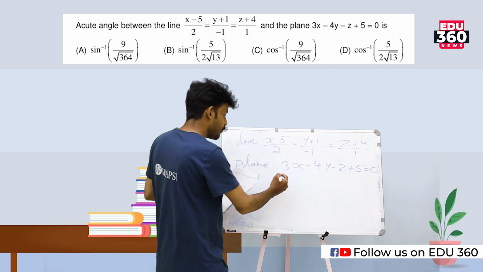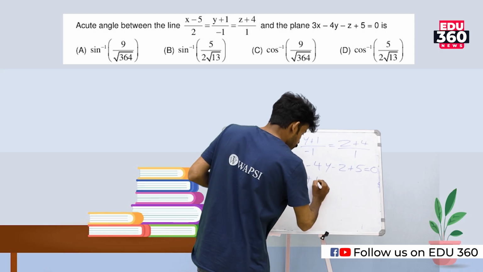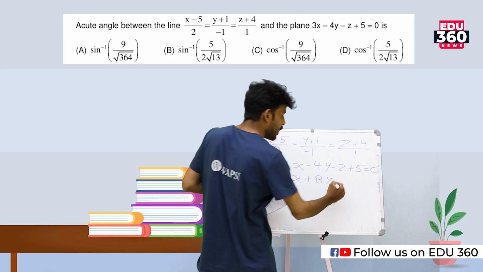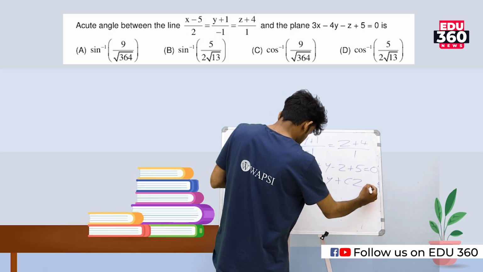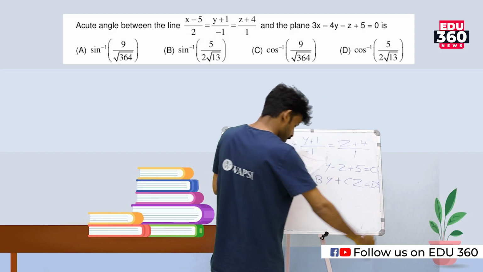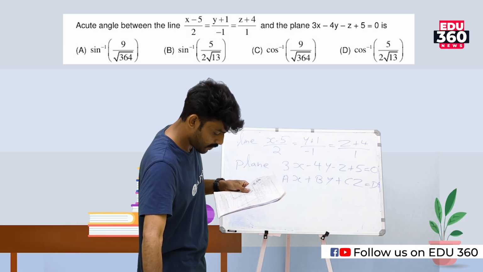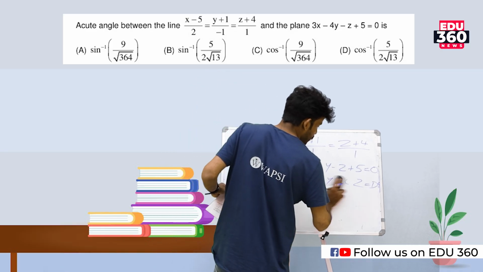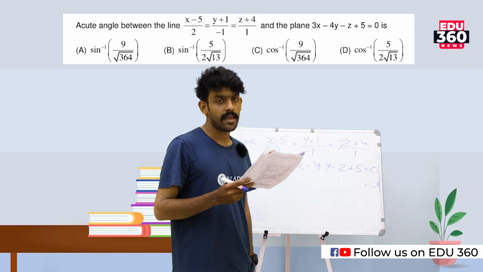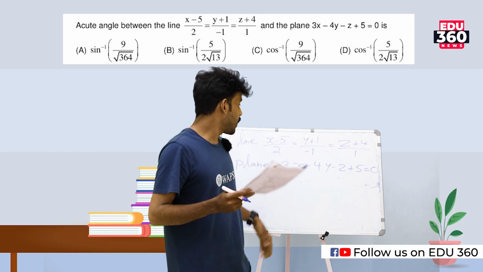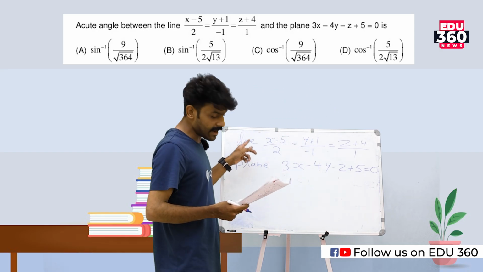So the standard form of the plane is ax plus by plus cz is equal to d, which is equal to 0, that is ax plus by plus cz equal to 0. So this is for the line and this is for the plane.